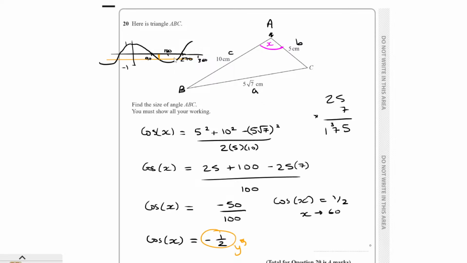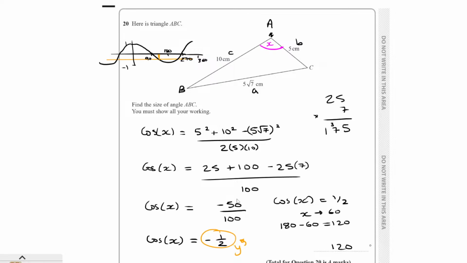You just do the 180, because you see how 180 in this case is where we've got our line of symmetry. You just have to do 180 minus 60. So 180 minus 60 gives you 120. It's actually 120 degrees. So that one's a little bit harder.